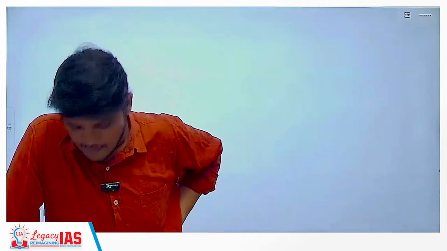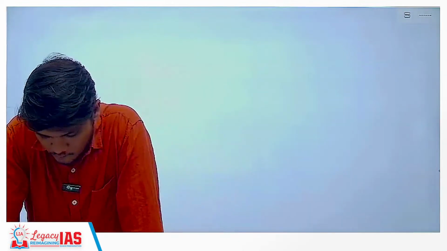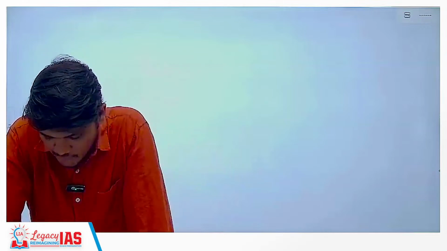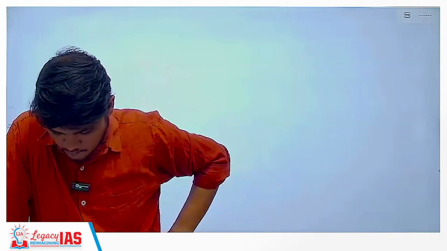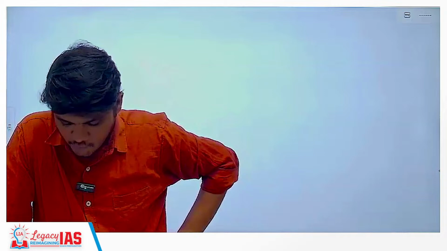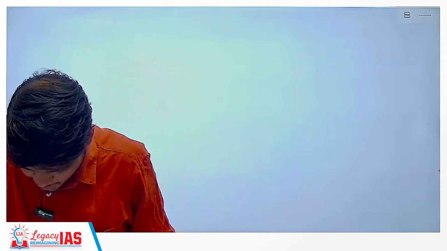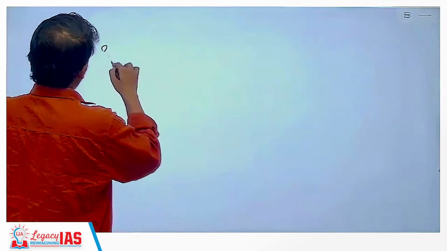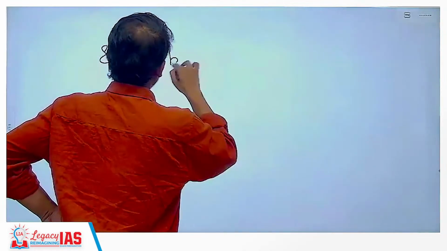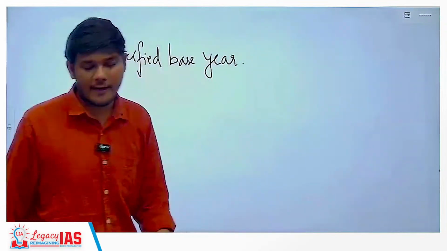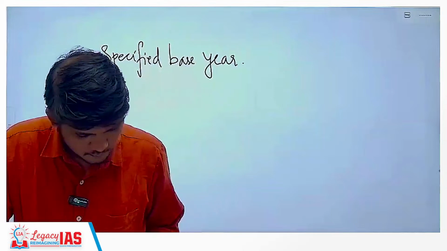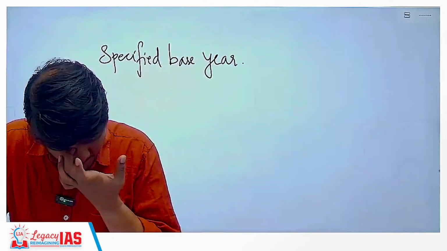This is nominal GDP. Next is real GDP. It is the total value of final goods and services of a particular year, based on the prices of a specified base year.